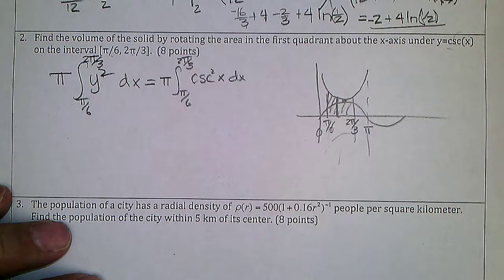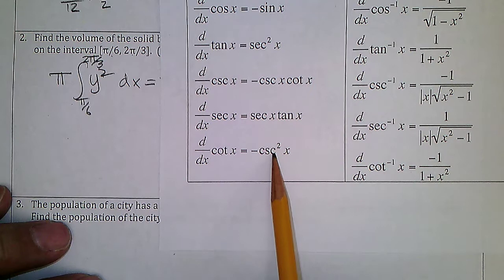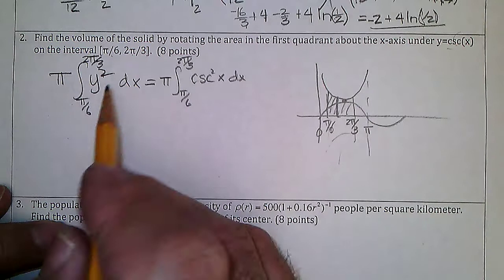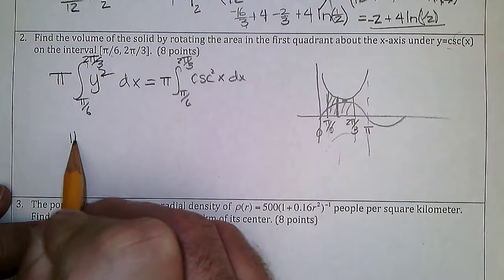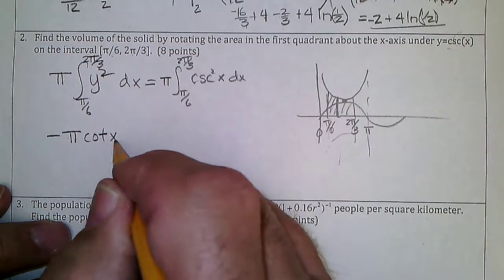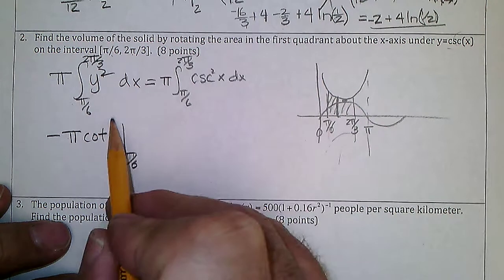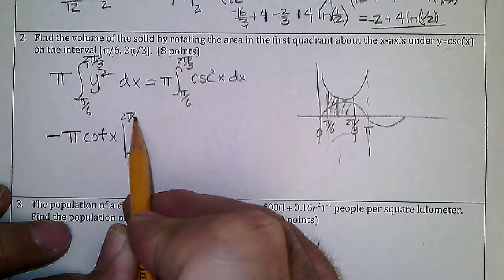And looking at the last page, we can see that the derivative of cotangent is negative cosecant squared, so there'd be negative cotangent if I integrate it. So this would be pi negative cotangent of x evaluated from pi over 6 to 2 pi over 3.